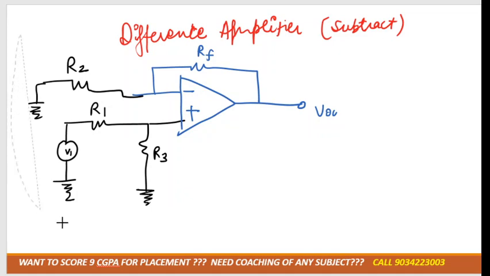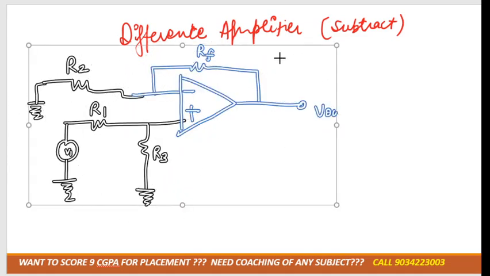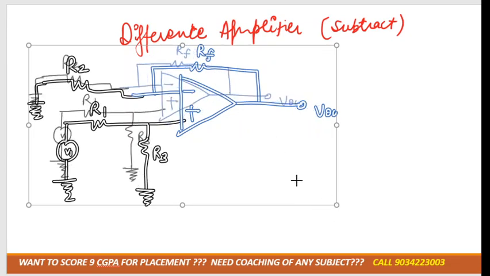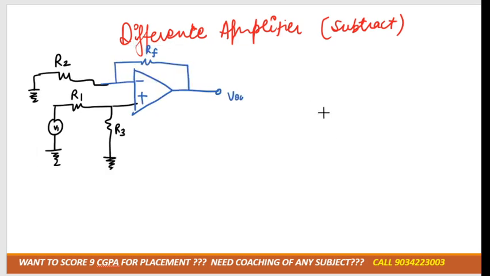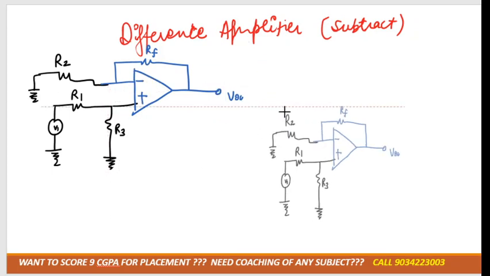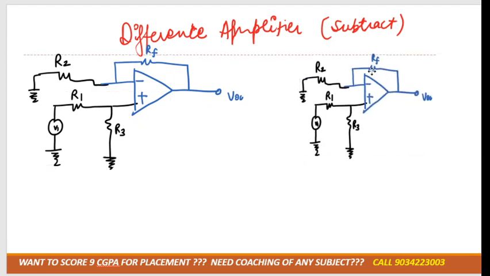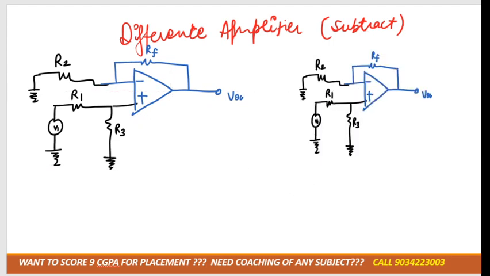Now I am drawing the same circuit, but in that case V1 is connected with the positive terminal. In this case V2 is connected with the negative terminal. I'll draw that same diagram. See what is the difference. Here you can see V1 is connected over here, but in the next diagram we'll connect V2 over here. This would be grounded.